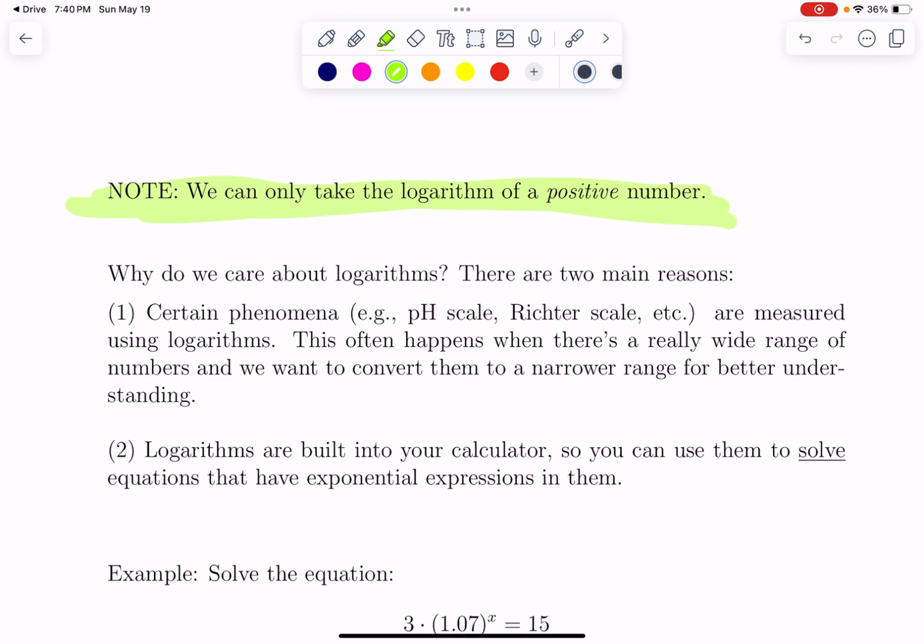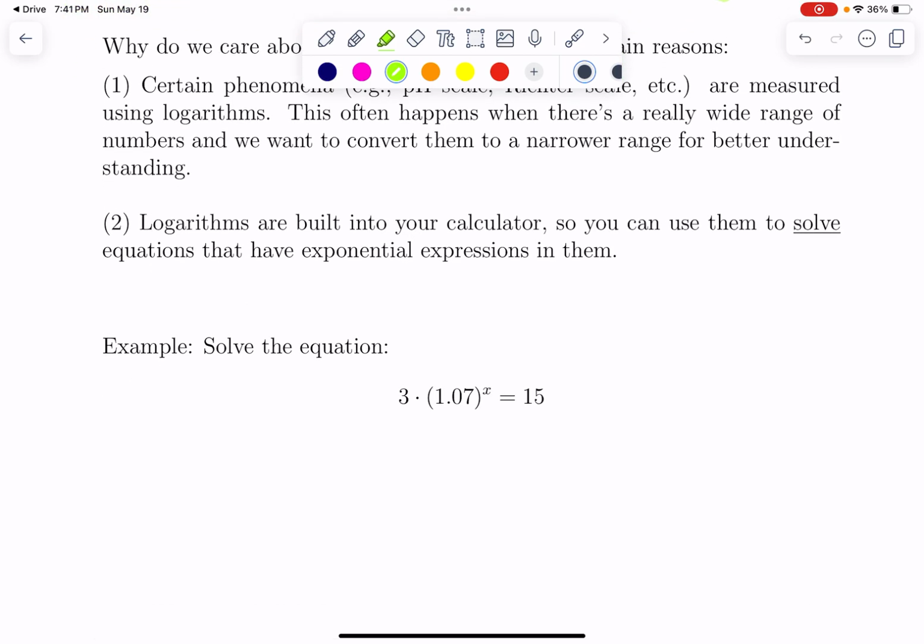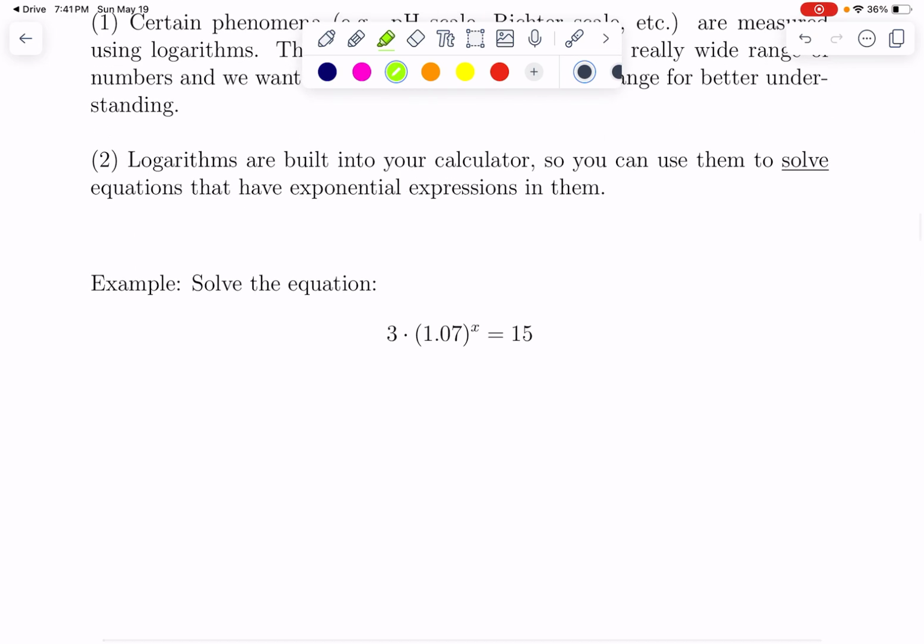Logarithms are also really helpful because they're built into the calculator and they let us solve equations that have exponents in them. So here's an example. If I wanted to solve this equation, 3 times 1.07 to the x equals 15, here's what I could do. Right off the bat, I could divide by 3. We'll practice more of this in the next section. But we get the exponential expression all by itself.